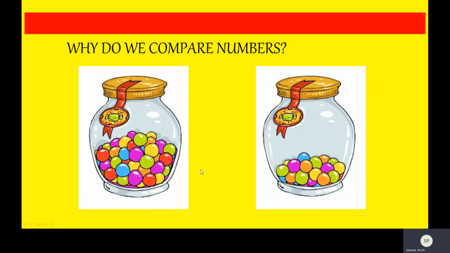Now, what have you done here? You have compared the number of candies or jellies in both the jars and then decided that this first jar is having more jellies, and that's why you will choose this jar. So I hope you understood why do we compare numbers.